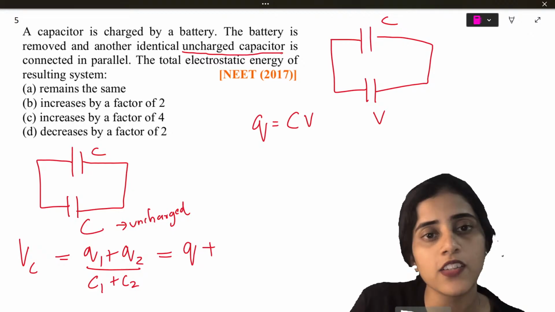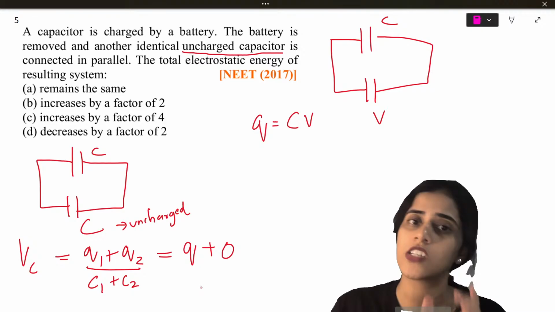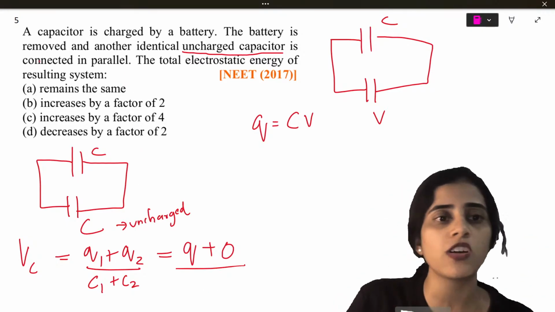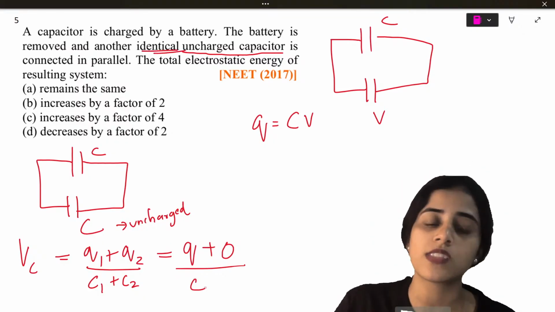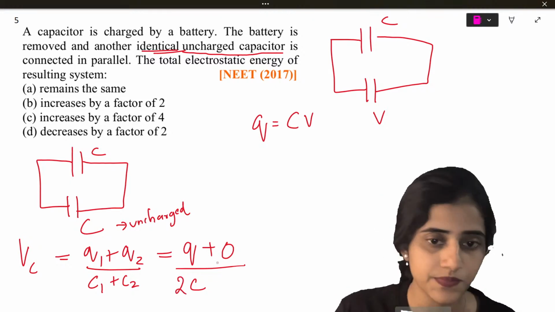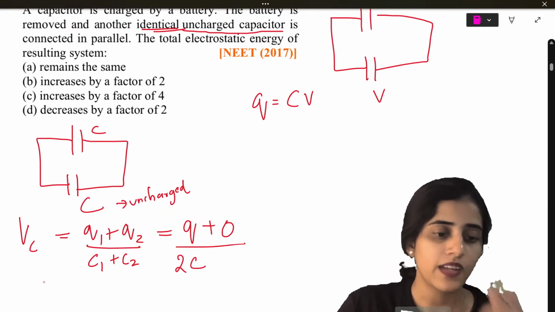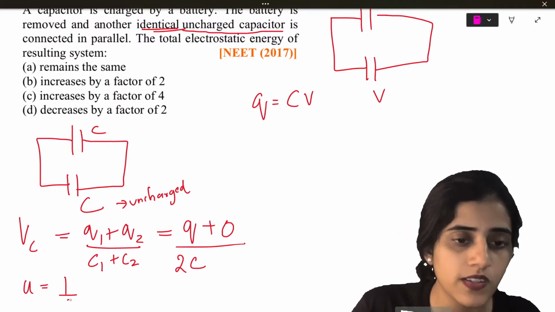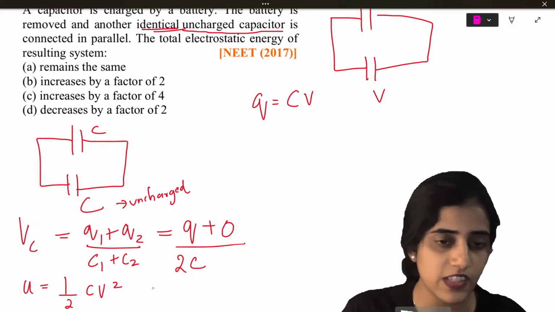See? Uncharged capacitor is given to you in the question. So what will the charge of the second capacitor be? 0 divided by, both of them will have the same capacitance because they are identical. Both the capacitors are identical. So C1 plus C2 will be 2C. Is this clear? Now what happens next? The energy is going to be equal to half C V square. Okay, half C V square is the energy.